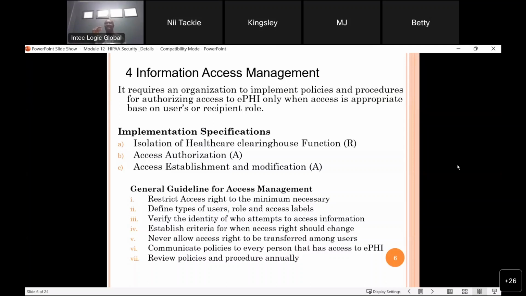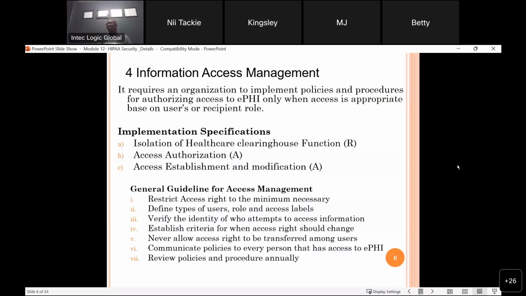Minimum. Give the nurses and the doctors only the information that they need to take care of the patient. That is how your system should be. Define types of users, roles, and access labels, right? This is a nurse. This is your access label. This is a doctor. This is your access label. You can have access to social security number, medical record, medical information. It has to be stated, right?